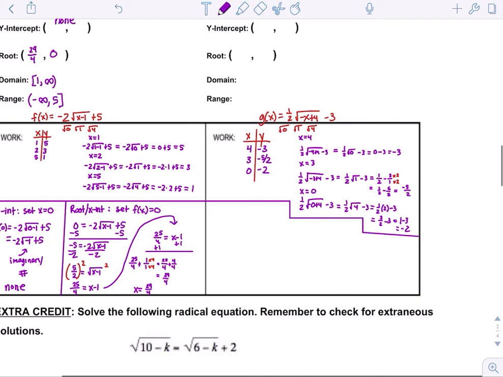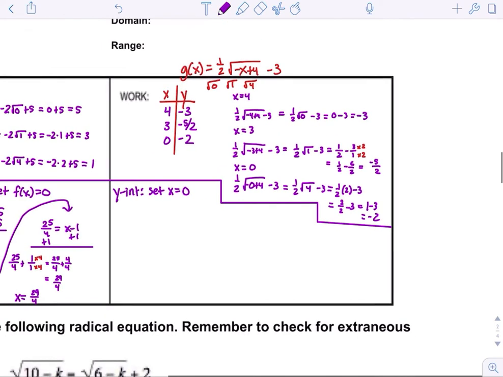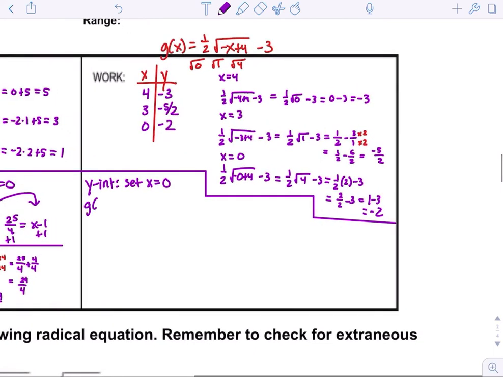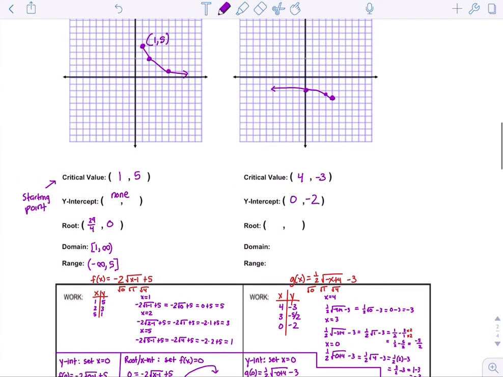Alright, so let's find your y-intercept. Remember, you just set x equal to 0. So substitute 0 in for x. g of 0 is equal to 1/2 square root of negative 0 plus 4, minus 3. If you recall, we found it right there, but I'll just do it out again. 1/2 times 2 minus 3, which essentially just got us to negative 2. So our y-intercept is (0, negative 2).